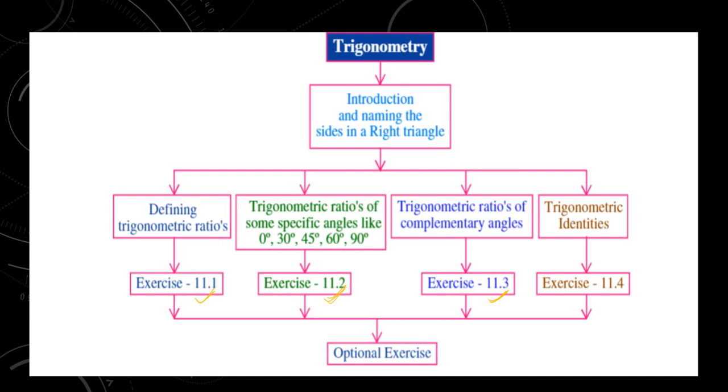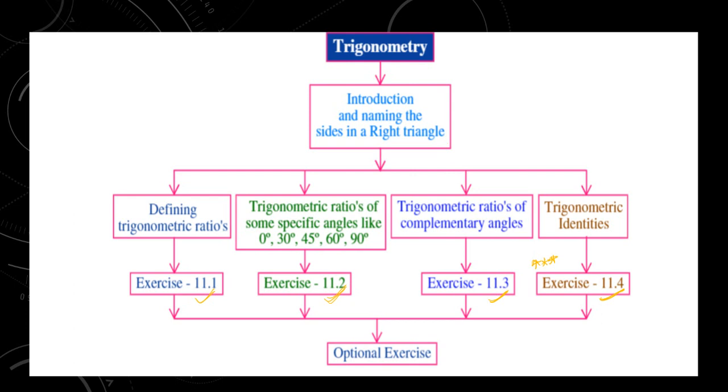We are going to have three basic trigonometric identities, and using those identities we are going to have exercise 11.4. If you observe, exercise 4 is very important for our SSC examination along with the remaining three exercises. This optional exercise is for additional work. Let us move into the chapter.